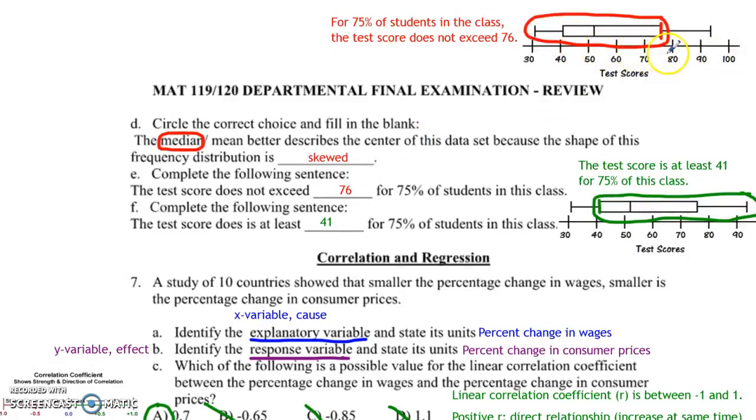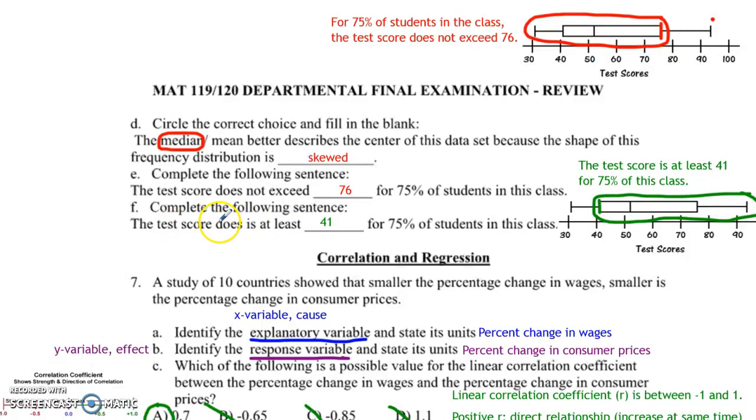You're analyzing it in this way. You're looking at 75% of the students in the class, the lower 75%, the test score doesn't exceed 76. Because if I were to say, well, what about this value? Well, for this value, 100% of the students in the class, the test score doesn't exceed, whatever it was, 96 or 97%.